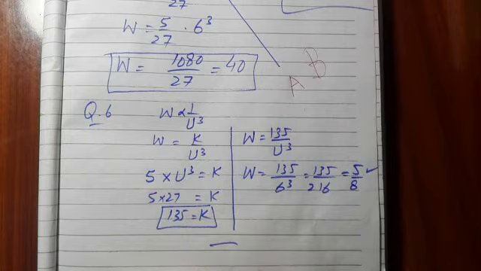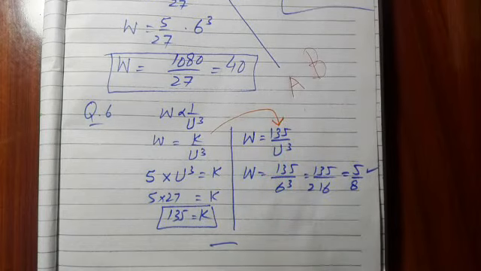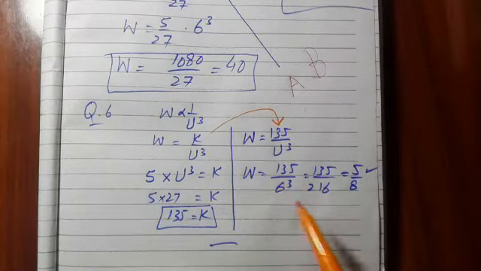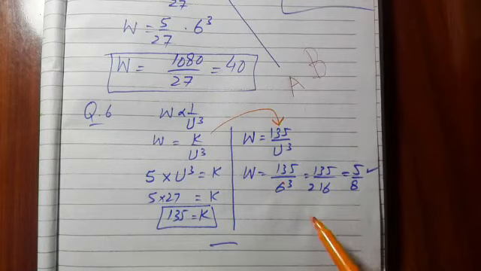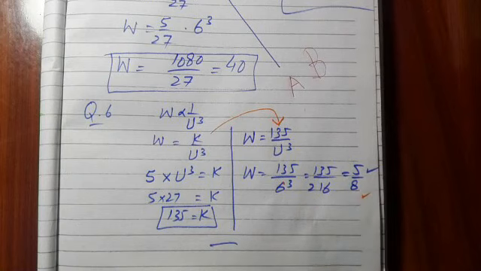So this value of k will be substituted right here, and we will form w equals 135 over u cubed, and another value of u is given to find the value of w, that is 6. Once we substitute the value of 6 into this formula, we will be getting w equals 5 by 8. This completes the answer, that w equals 5 over 8. This finishes the question. So I hope that you will understand it.